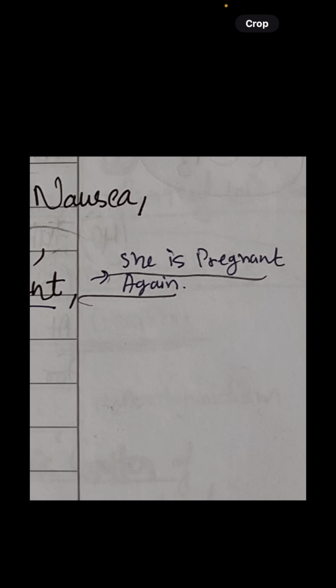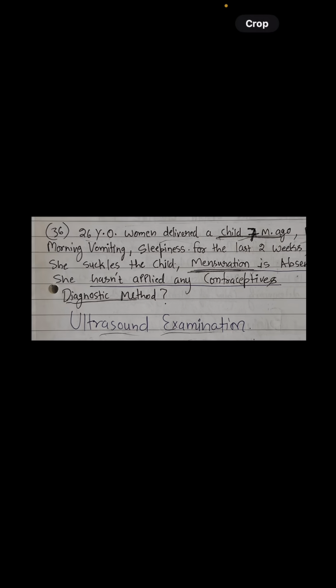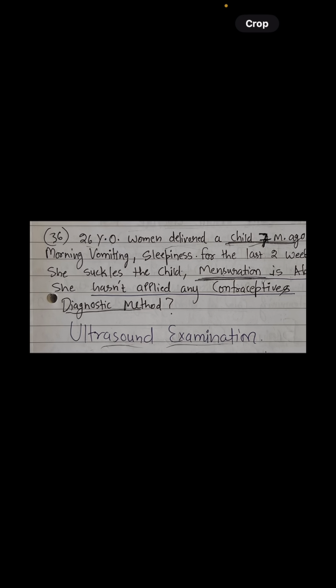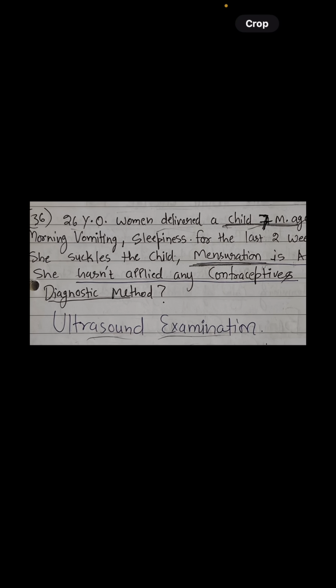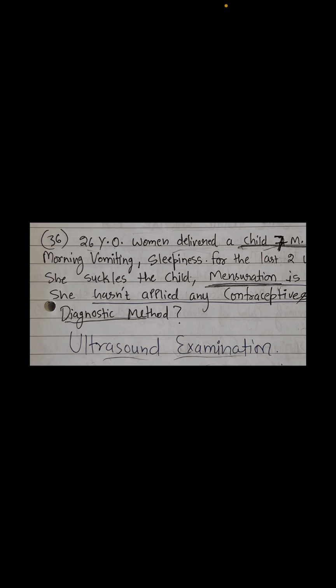The translation errors are so many that we cannot understand what the pathology is. But I somehow made the concept. I understood it: if the menstruation is absent, the question wants to highlight that she is pregnant again, and for that, because she hasn't applied any contraceptives, the question is tricky, or let's say a bit incorrect. She is aged 26, so she would have had sex before. So without contraceptives, menstruation is absent, indicating pregnancy. The diagnostic method for pregnancy is ultrasound.